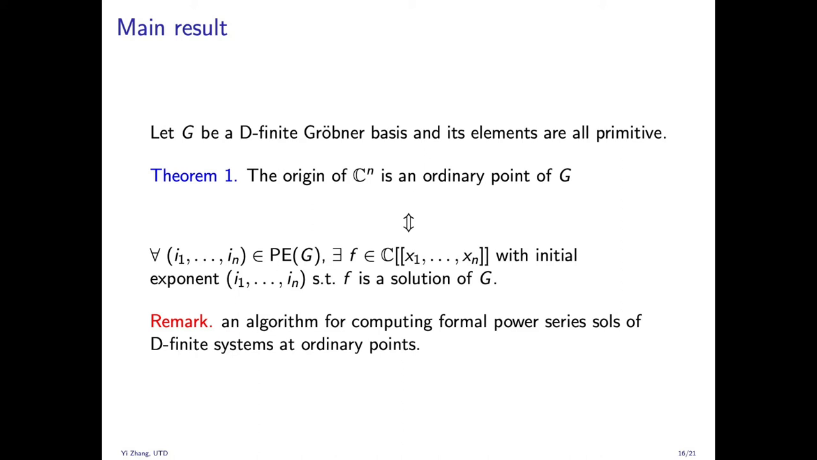One remark is that the proof of our theorem is constructive. So actually, we can derive an algorithm for computing formal power series solutions of a definite system at those ordinary points. How complicated was the proof? Fuchs' proof is relatively elementary. For this one, you need to know some basic knowledge about the ring of differential operators. Not so complicated. Just some commutative algebra and maybe a little bit of differential algebra.